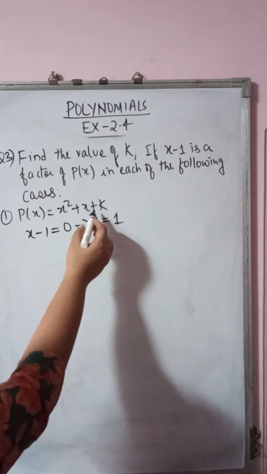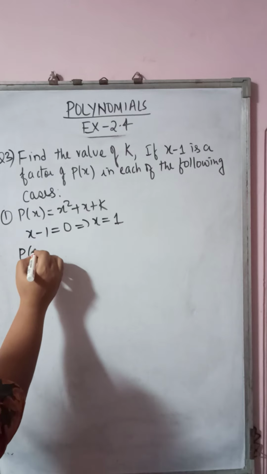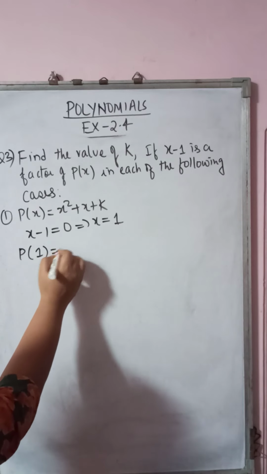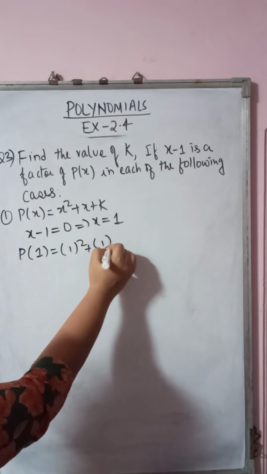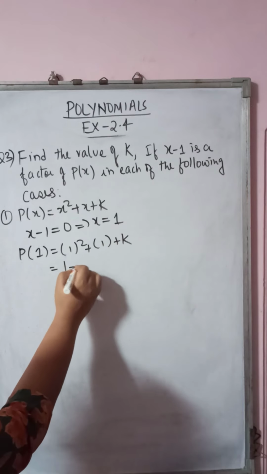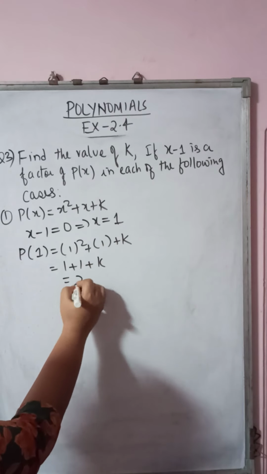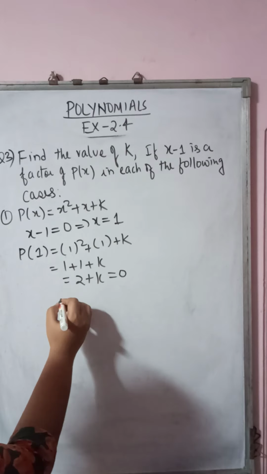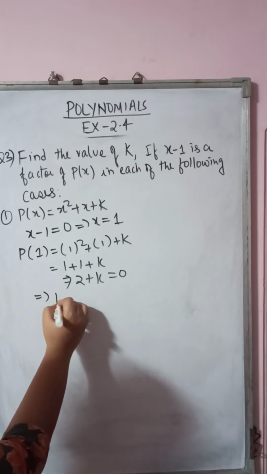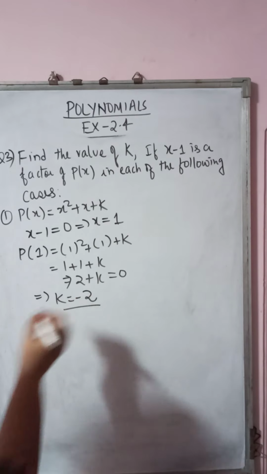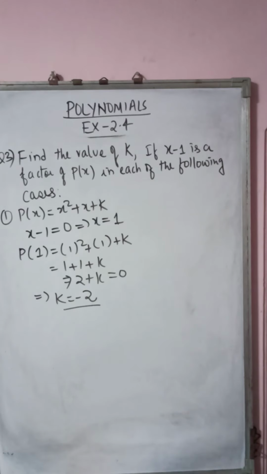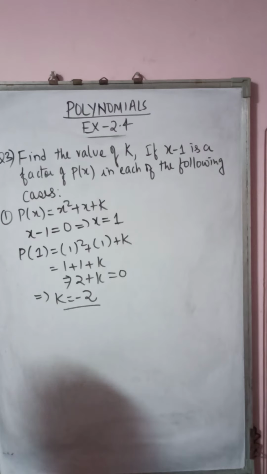Now put x is equal to plus 1 in the given polynomial. So wherever x is there, put 1. So 1 square plus 1 plus k. So 1 plus 1 plus k. So 2 plus k is equal to 0. So this implies that k is equal to minus 2. Here we have to find the value of k, so you have to equate with 0. So we got the value of k here as minus 2.